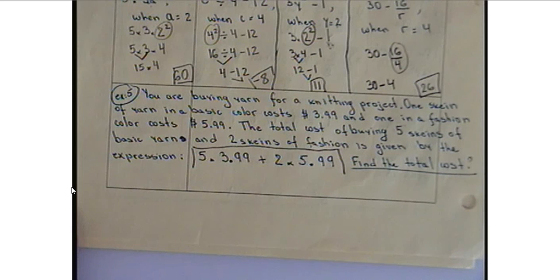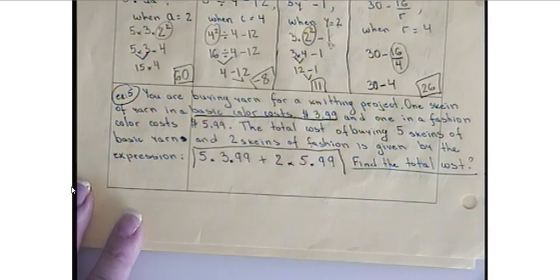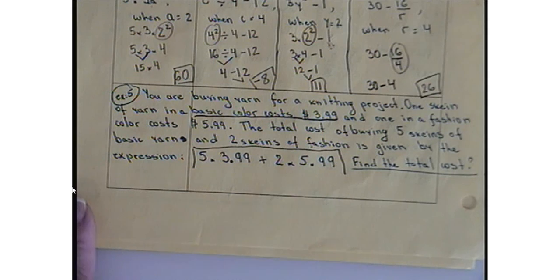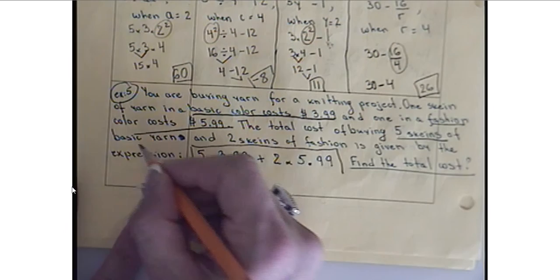Now the question is, what will be the total cost? Some of you probably will think, oh, I'm not sure if I want to write down all the words. So let's go ahead and write down or highlight the most important things, what is given for us. So it's given that the skein of basic color yarn is $3.99. We also know that the fashion color costs $5.99. And we know that the person who needs this project buys 5 skeins of basic and 2 skeins of fashion.